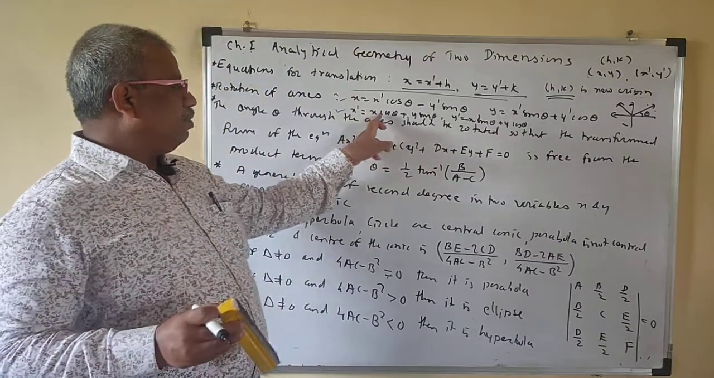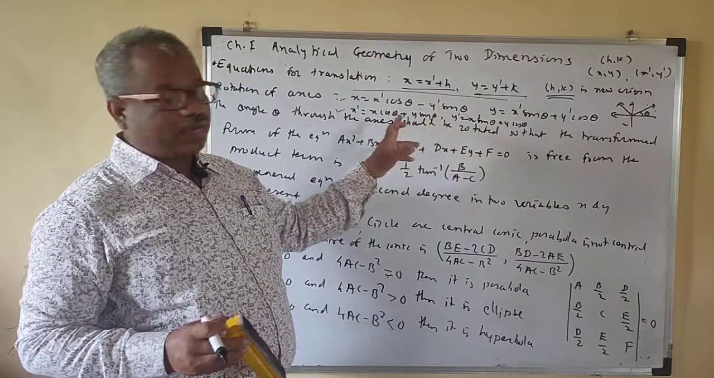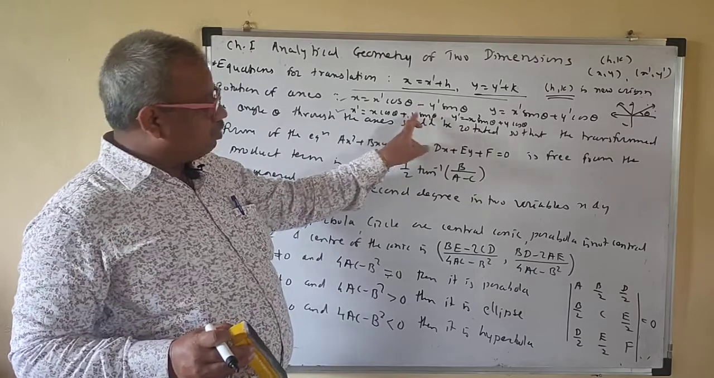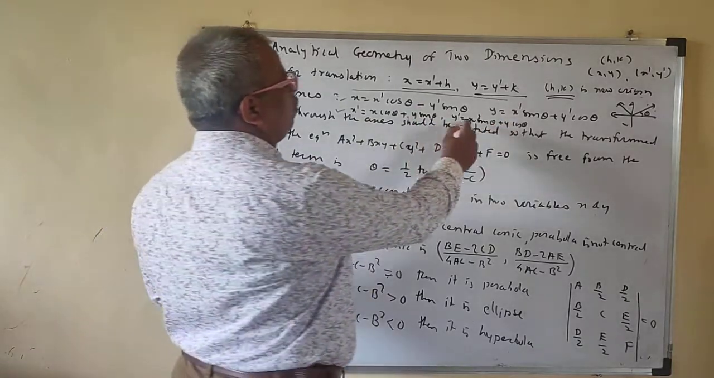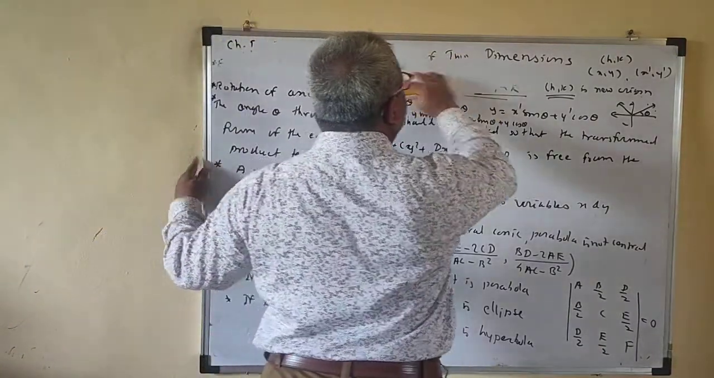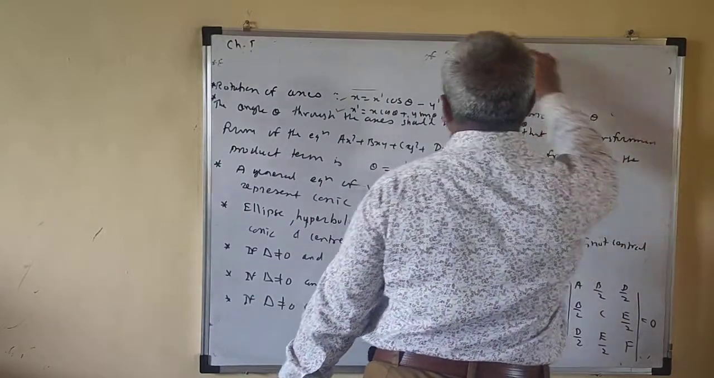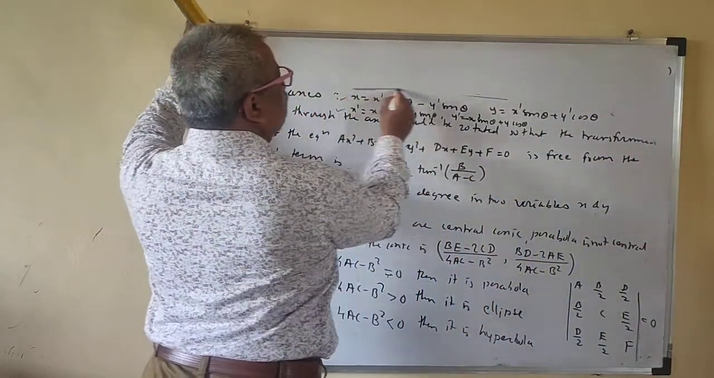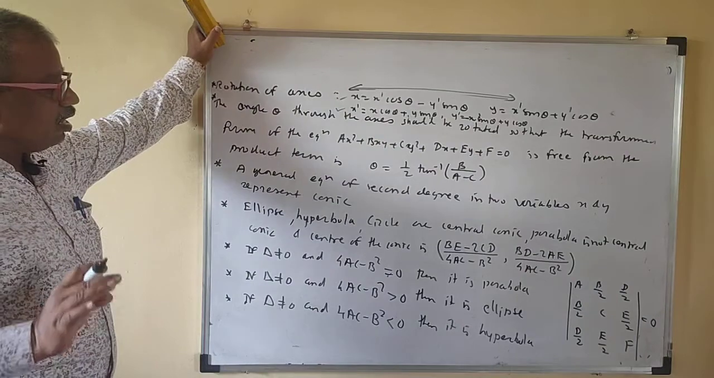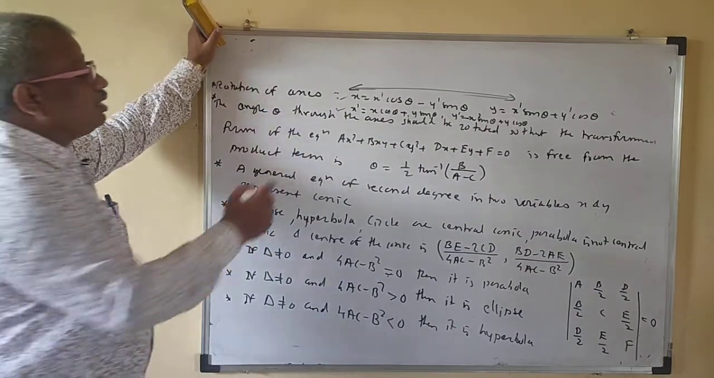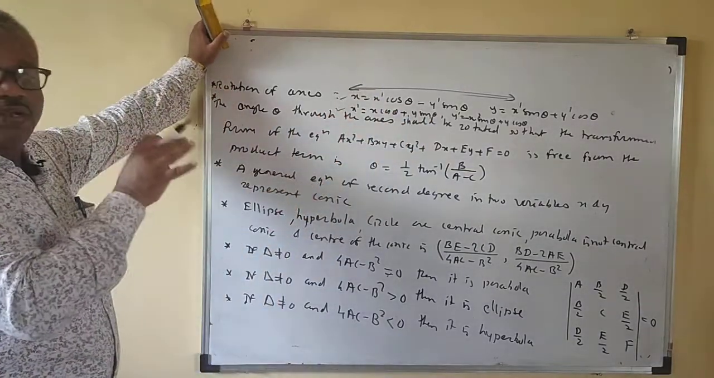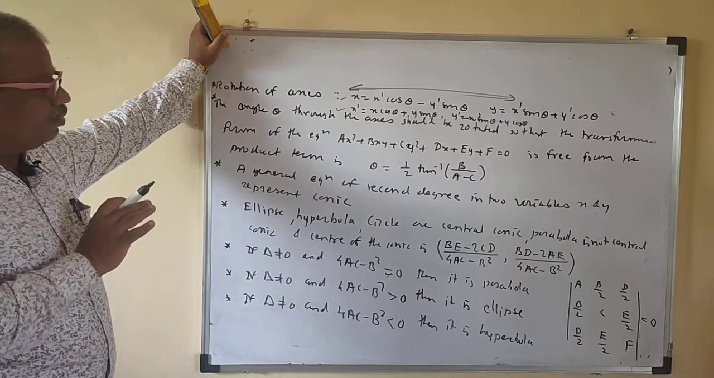So x prime is equal to, that means new coordinates in terms of old coordinates, x cos theta plus y sin theta. And y prime is equal to minus x sin theta plus y cos theta. Remember this, actually you should remember mostly this. This is useful. Observe this very carefully.